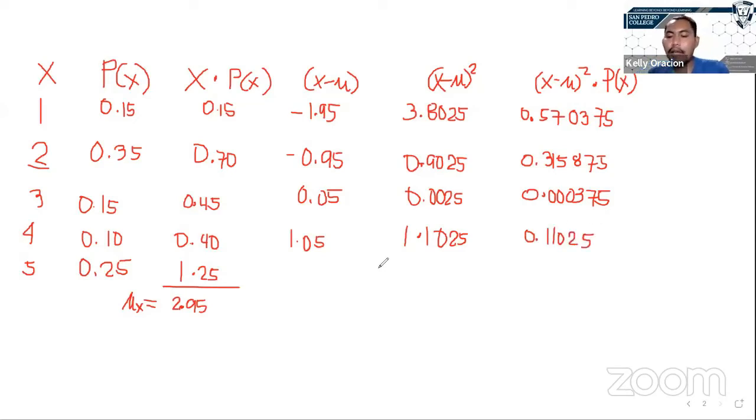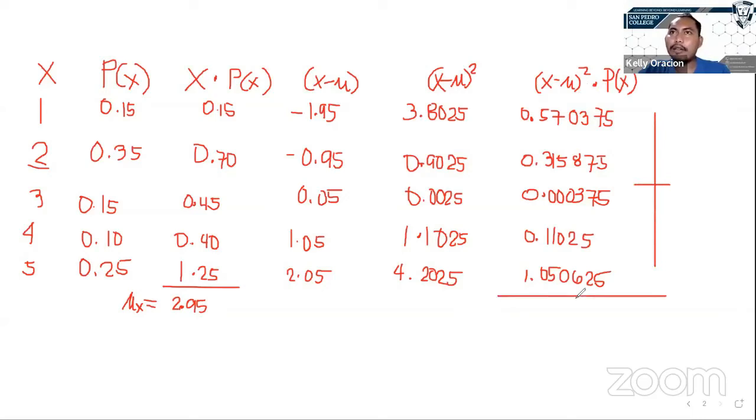Lastly, the 5. 5 minus 2.95 is 2.05. Squared, 4.2025. Multiplied by the probability, this is 1.050625. Okay. Add them all. How much is it? Please be careful in adding.